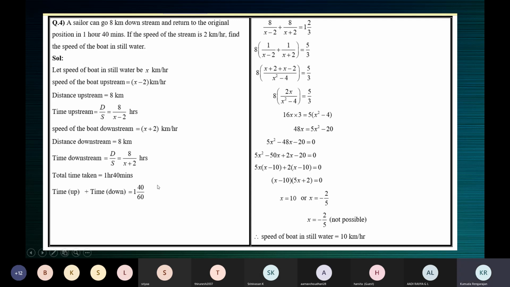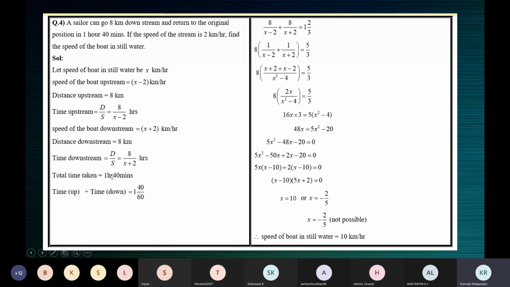So this question, I told you yesterday, the time should be completely in hours, but it's 1 hour 40 minutes. So 1 hour is equal to 60 minutes. 60 plus 40 is 100 minutes. 100 minutes divided by 60, that is 100 by 60 hours, which is 5 by 3. So you get 5 by 3. You can do it like that.